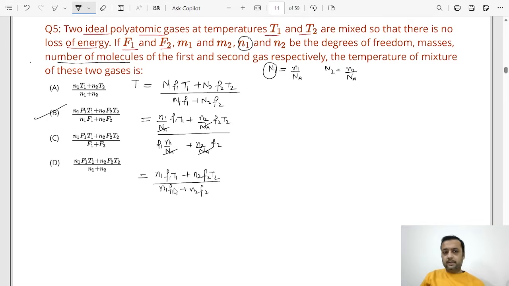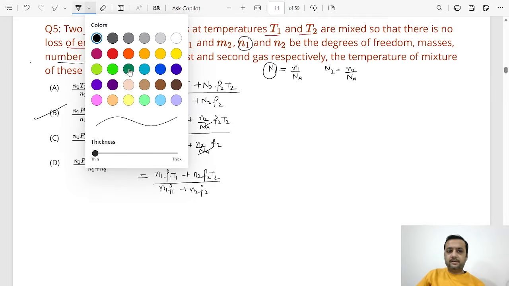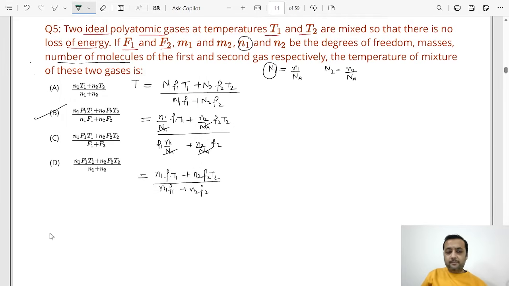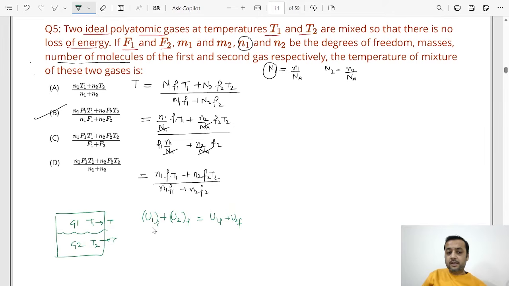Now look, if you want to know how we got this formula, we get this by using energy conservation. Suppose you are mixing two gases. Suppose this is gas one, this is gas two. Initially gas one was at temperature T1 and gas two was at temperature T2. Now when you mix them, both will acquire a common temperature T, right? So what will you say? U1 initial plus U2 initial will be equal to U1 final plus U2 final, because total energy will remain conserved.